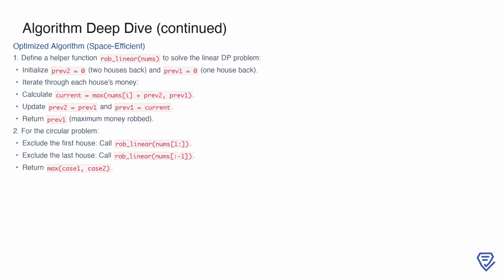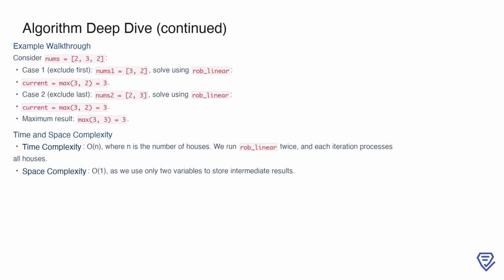For the circular problem, we solve it by calling rob_linear twice, once excluding the first house and once excluding the last house. The final result is the maximum of these two cases, giving us the optimal solution while using only O(1) space. Let's go through an example to see the algorithm in action.